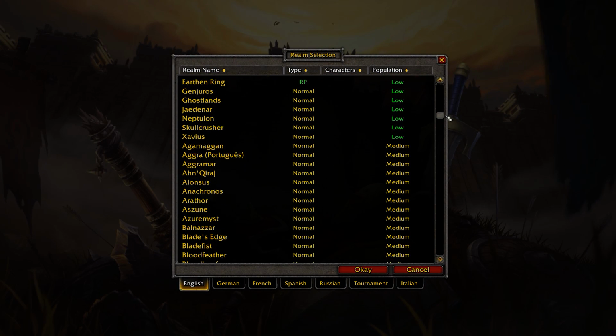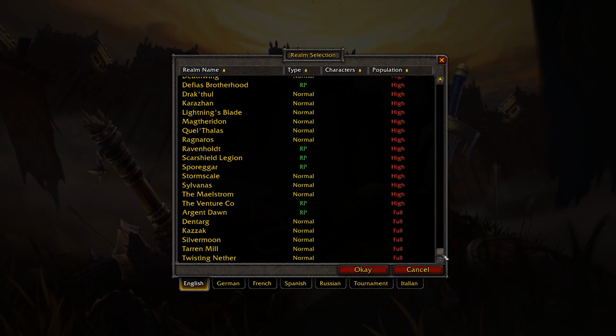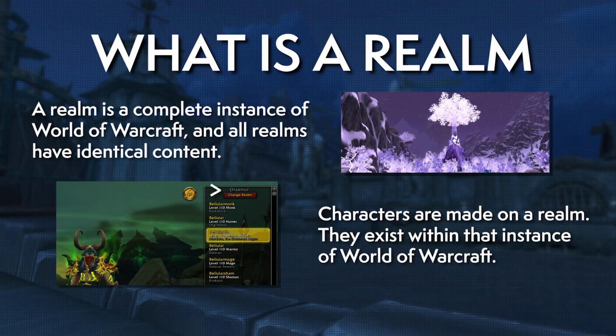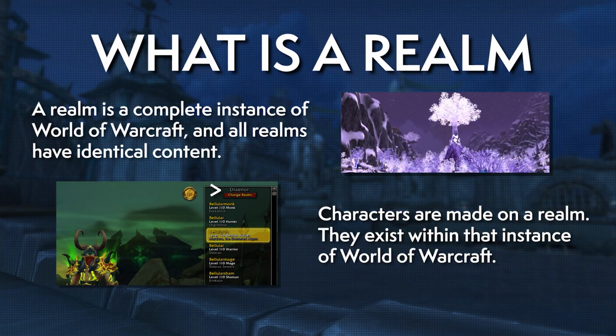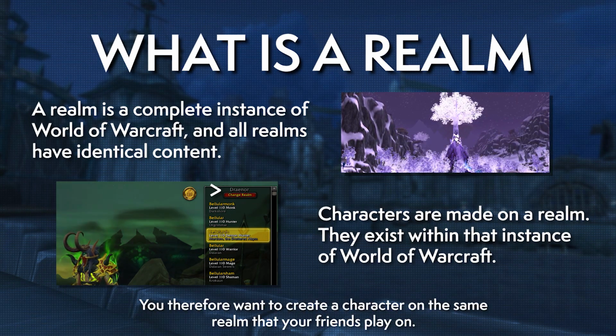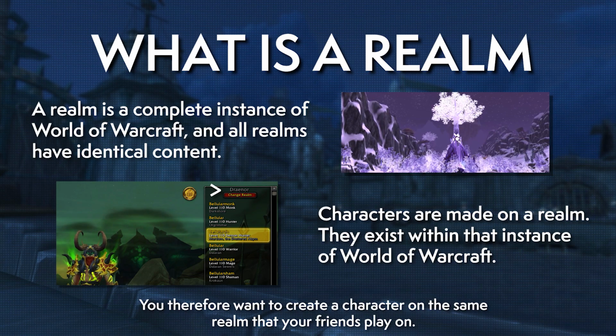And this might be a bit confusing at first, but realm selection is very important, so let's learn about how it works. Now, each realm is a sort of copy of World of Warcraft. Players make characters on a realm, and when you play a character, you'll be on that realm. So if you have friends that play World of Warcraft, you'll want to select the same realm that they are on. Now, realm is just another name for server, which maybe is a more familiar word to some of you.